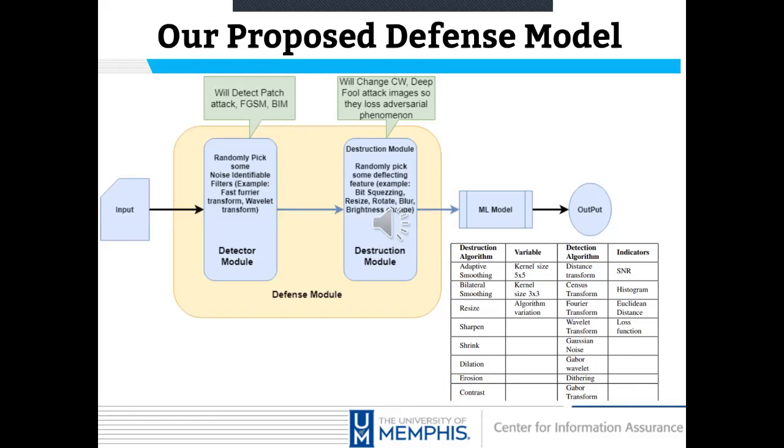Based on our observation, we came up with the defense module, where the detector module will detect using filters such as fast Fourier transform or Euler transform. This can easily detect FGSM, BIM, and other attacks. And another module, destruction, will use environmental factors such as resizing, illumination, and other factors to destroy advanced attacks such as CW and diffusion attacks. In our destruction algorithm, we use adaptive smoothing, bilateral smoothing, resize. For the detection algorithm, we use distance transform, census transform, Fourier transform, and our indicators were signal to noise ratio, histogram, Euclidean distance, loss function.